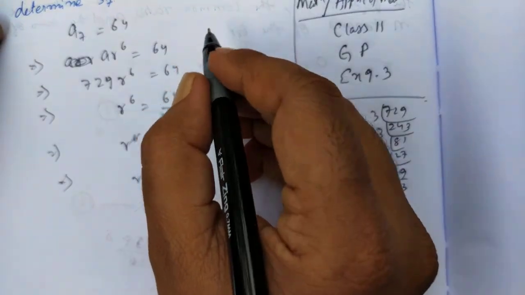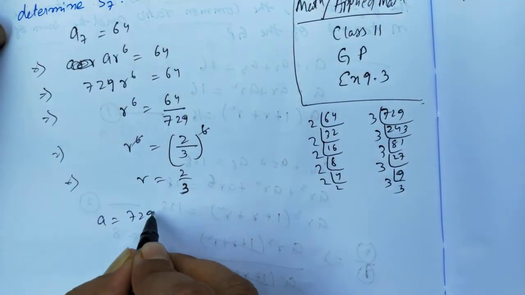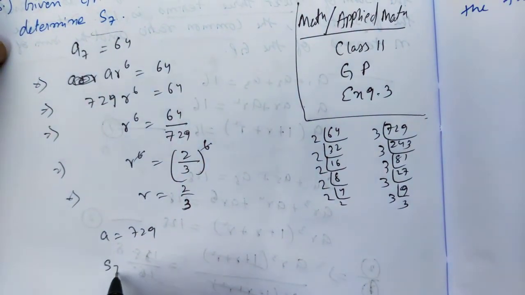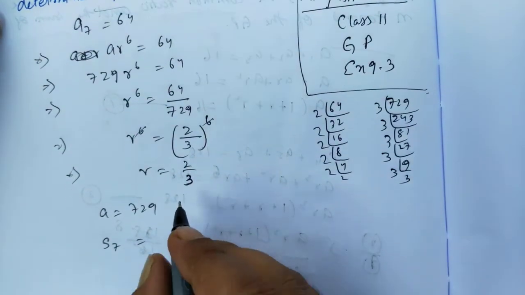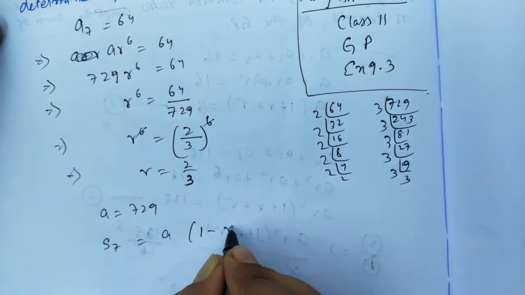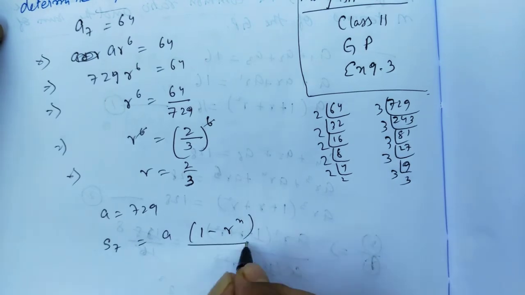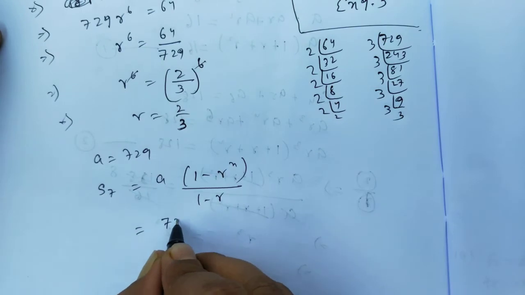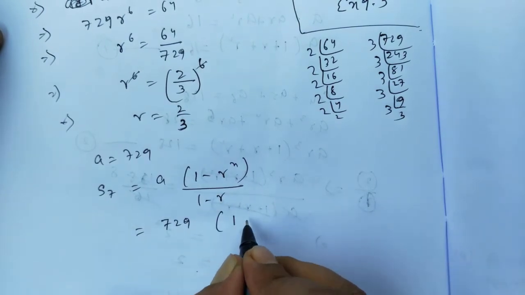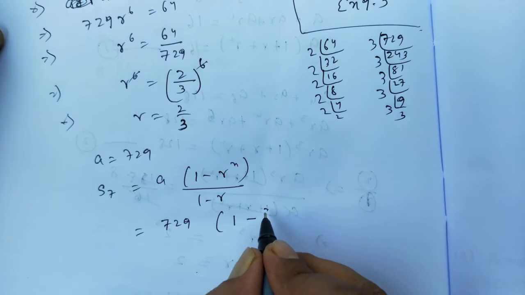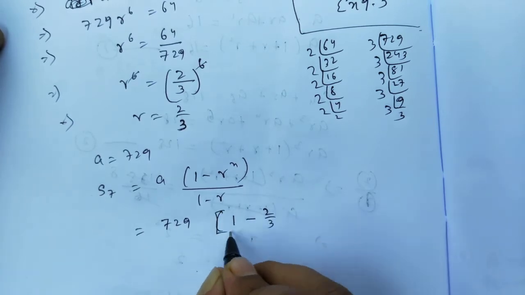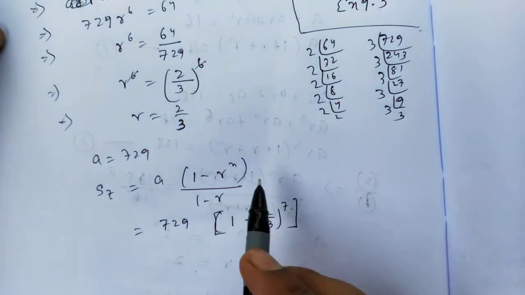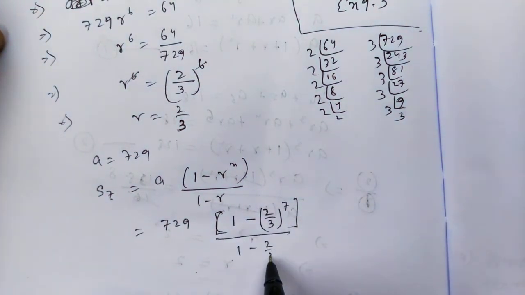You got R, you know A also. A is 729, R is this one. And then you can find S7 easily. S7 will be, since R is less than 1, A(1 minus R^n) by 1 minus R is the formula. Put the value. A is 729, 1 minus (2 by 3)^7. Since n is 7, 1 minus 2 by 3.